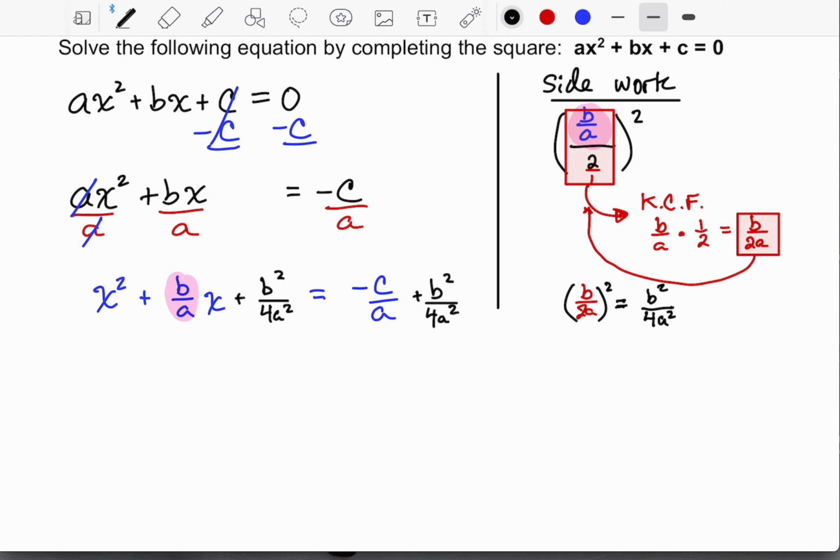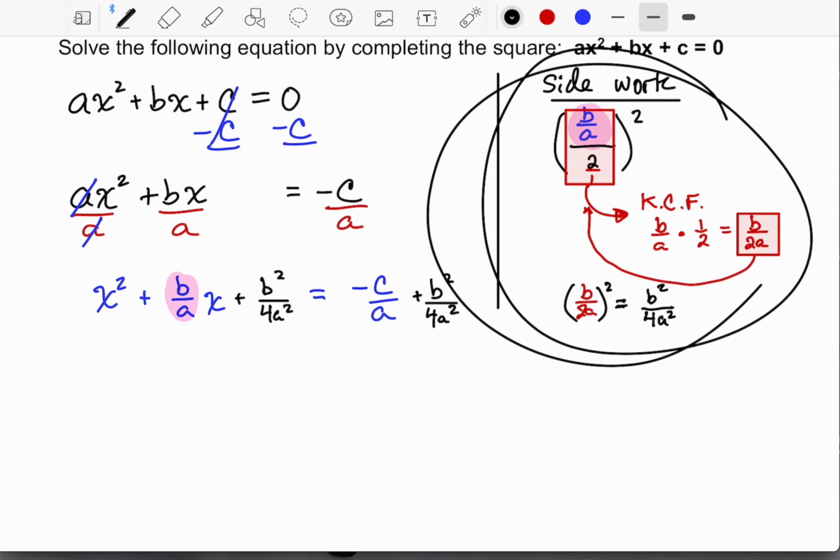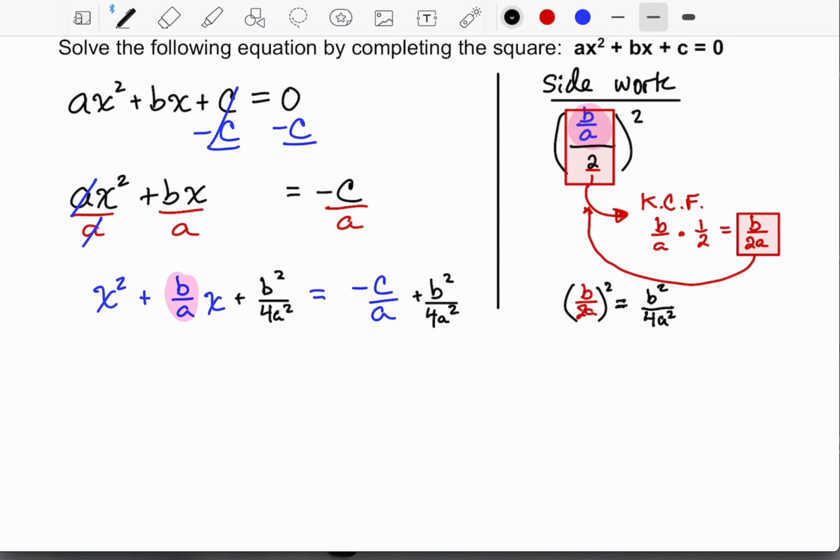But the left-hand side should be easy, right? Because it's a perfect square trinomial. This side work leads us to a perfect square trinomial. That's the whole point of the side work. So if you know that it's a perfect square trinomial, then all you need to do is take the square root of the first term, put that here, take the square root of the last term, put that here, and carry down the sign of the middle term. And write it as a binomial squared.